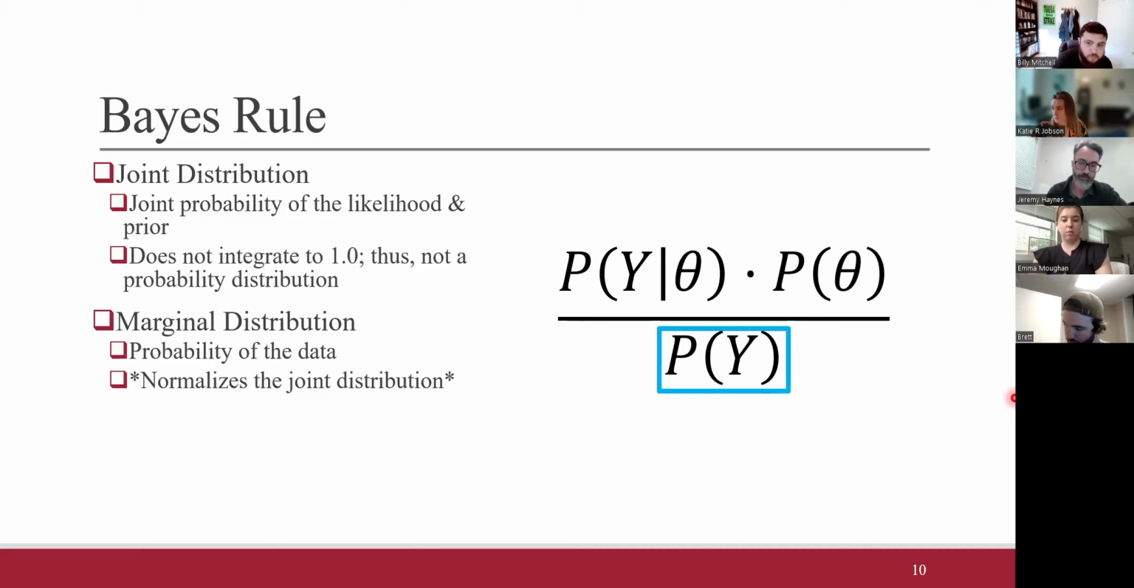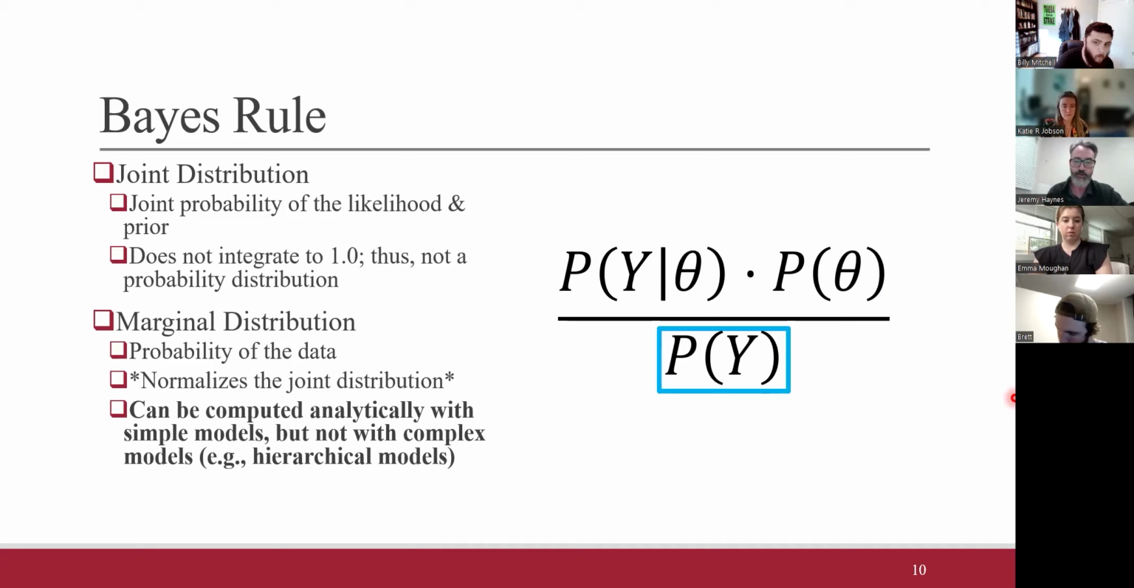The problem is that although with simple models we can compute the marginal distribution analytically, that is, we can just use math and algebra to compute it, with complex models this is effectively impossible to do. It becomes too complex. It would take an enormous amount of time. And this is what has prevented Bayesian modeling from really growing for quite a long time.